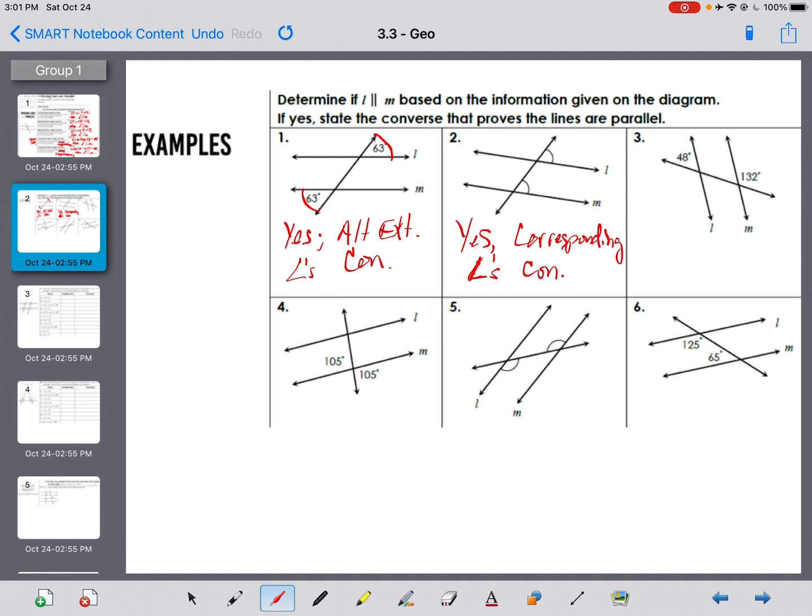Now, this, number 3, let's look at these. Well, those are not the same, but they're also not corresponding. And they're not alternate exterior, but they are outside, and let's see what happens.